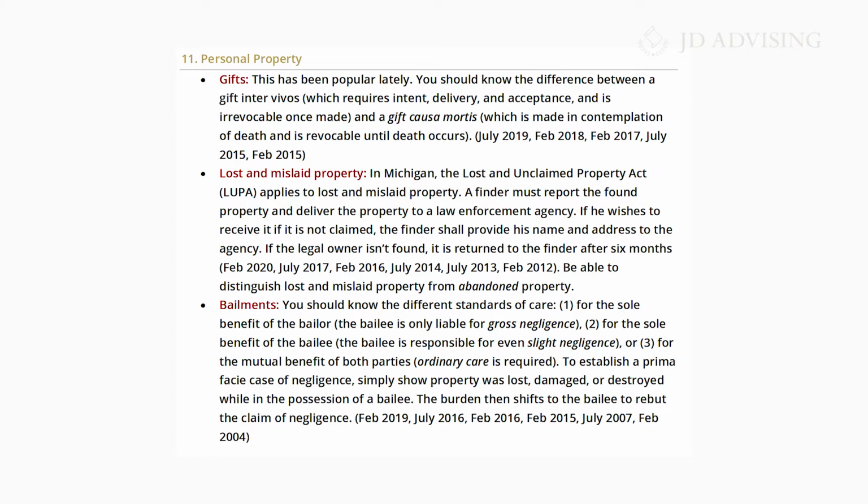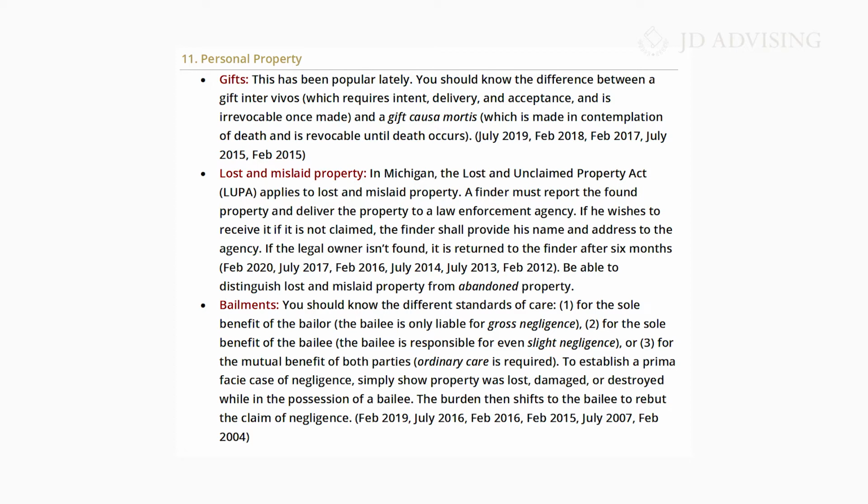So make sure that you're aware of gifts. You should know the difference between a gift inter vivos and a gift causa mortis, particularly for a gift inter vivos, like a gift given during life. You should know that it has 3 elements: intent, delivery, and acceptance. You should number these elements 1, 2, 3, make it very clear to the grader that you're able to identify them and apply the law to the facts.